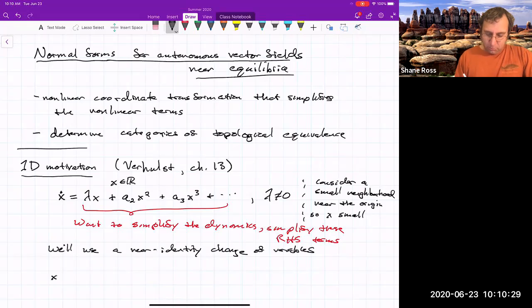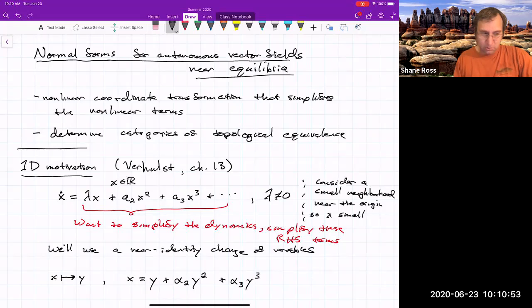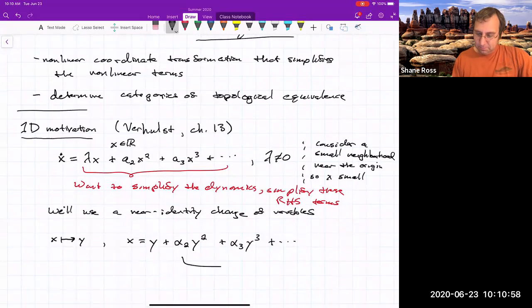So what do I mean? We'll be transforming from x into y, where we'll pick a form for the transformation. We'll write it as x equals y, so that's where it's near identity, plus something that's quadratic in y, plus something that's cubic in y, and so on. And we could take this out to any order we want.